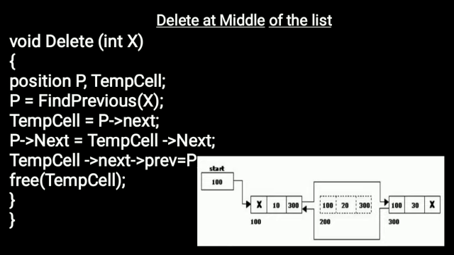First declare the position of temp cell and the previous node of temp cell. We find the previous node's position by using one function called find previous. Next, we set the temp cell as the next node of P node, that is the previous node. Now we change the next value of previous node to the next value of temp cell. Also store the previous node's address to the previous pointer of next node of temp cell. Now the temp cell is free, so we delete the temp cell easily from the list.